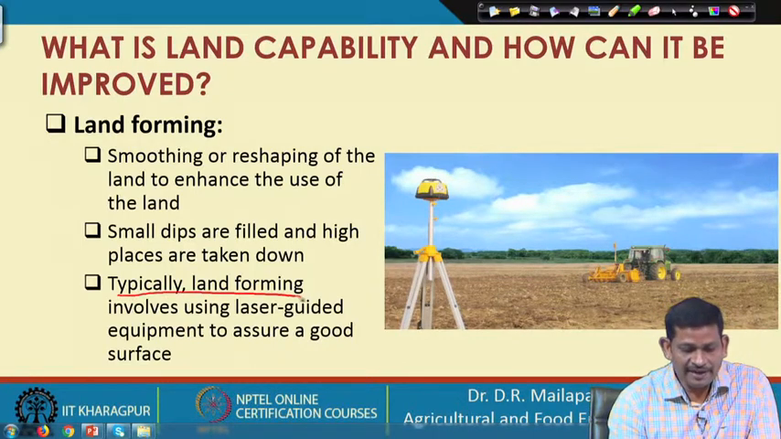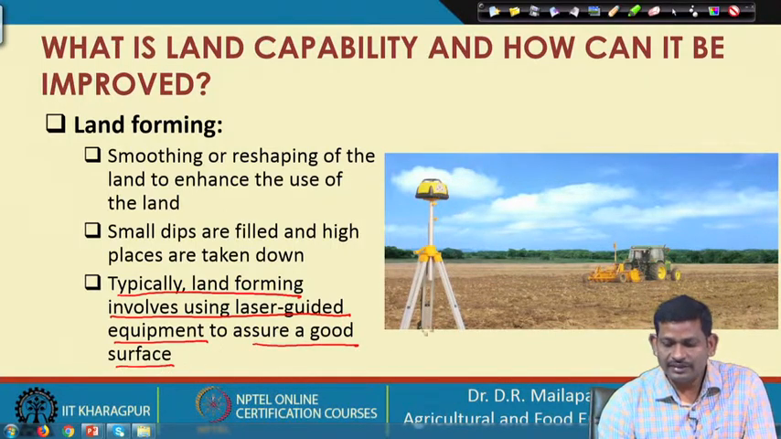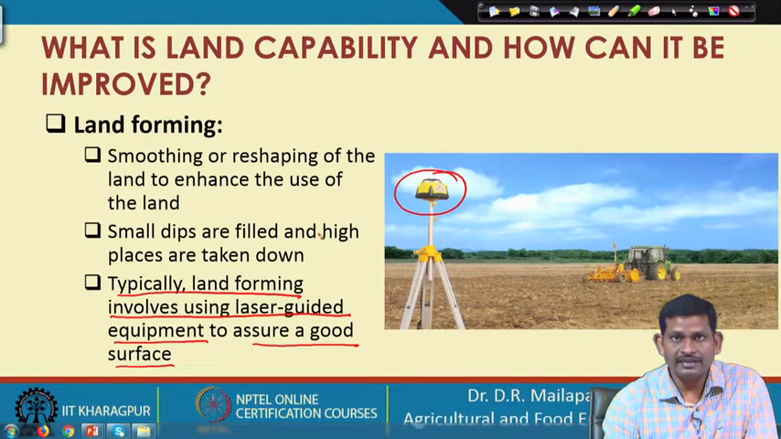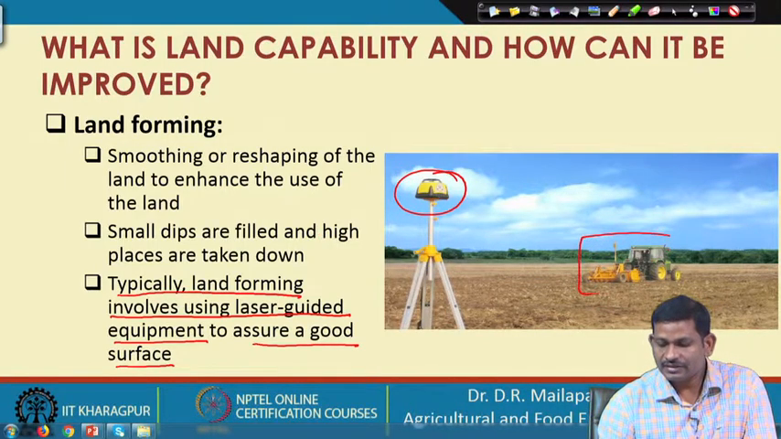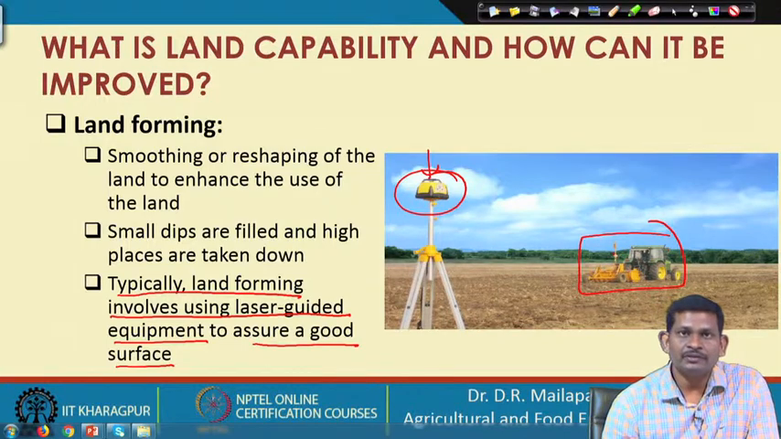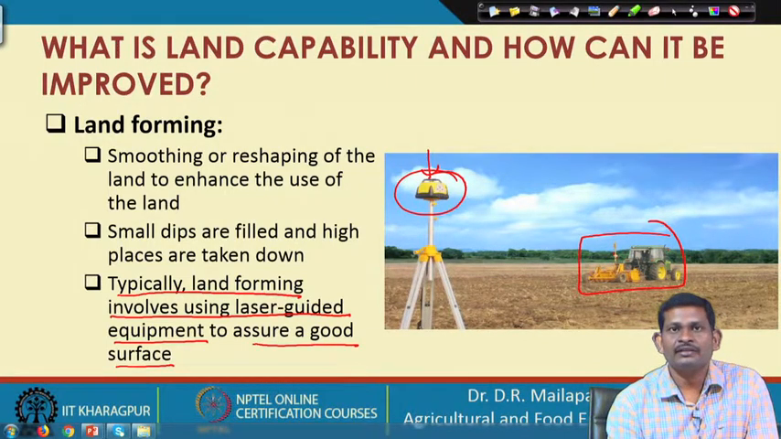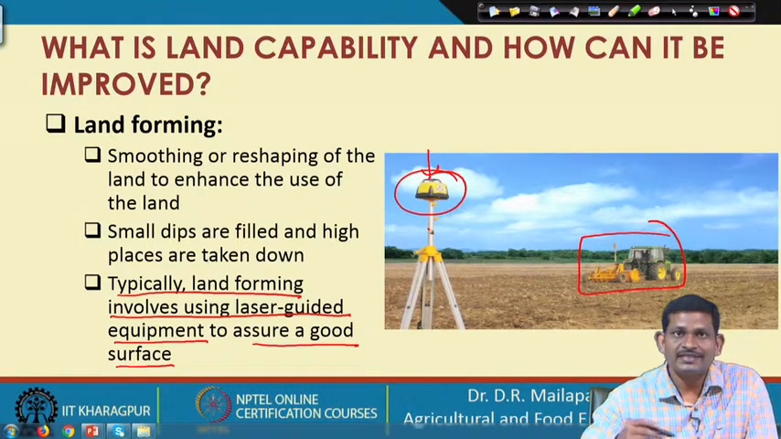Typically, land forming involves using laser guided equipment to ensure a good surface. Here, if you see the laser guided equipment, this is a tractor which shapes the land, and this is the laser guide. It guides the tractor where to remove the excess soil and where to add that excess soil, so that the desired grade can be achieved.